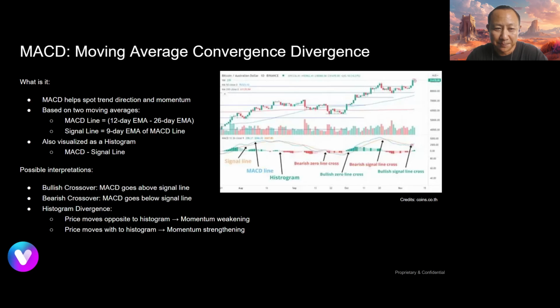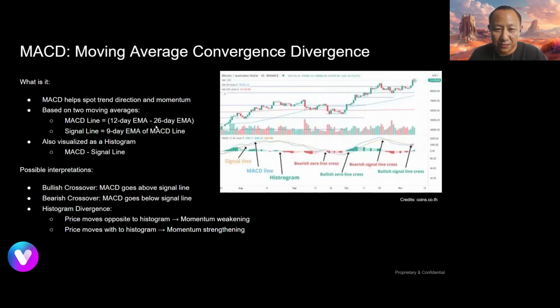Also known as momentum. All right, and the MACD comprises two moving averages. First of all, it's the MACD line itself. That's calculated using a 12-day exponential moving average. So taking the 12 days of price, doing an exponential moving average on it.